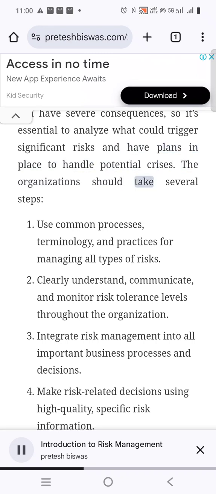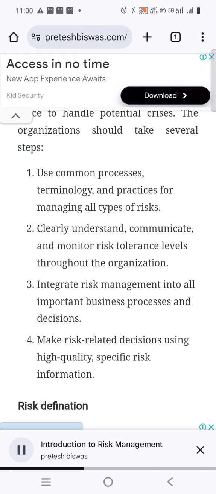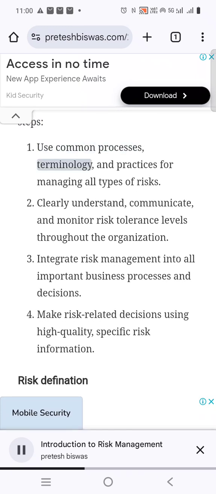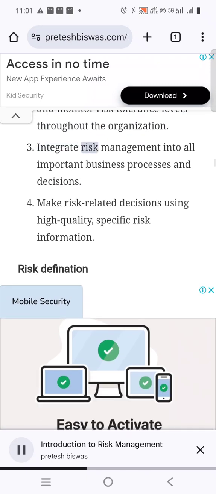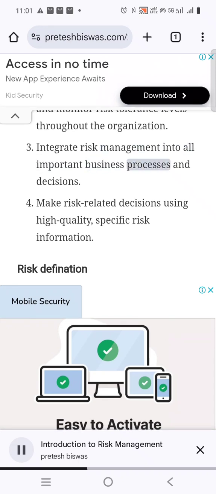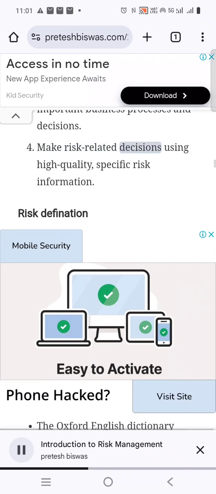The organizations should take several steps. 1. Use common processes, terminology, and practices for managing all types of risks. 2. Clearly understand, communicate, and monitor risk tolerance levels throughout the organization. 3. Integrate risk management into all important business processes and decisions. And 4. Make risk-related decisions using high-quality, specific risk information.